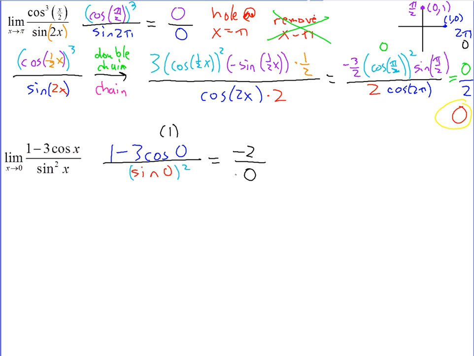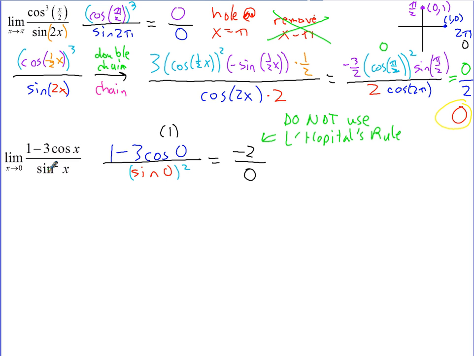So notice we didn't get 0 over 0. So the first thing, if you don't get 0 over 0, do not use L'Hopital's rule. If you do, it's going to give you the wrong answer because it's not 0 over 0. So that's why it's important to substitute in first to see if you even can use L'Hopital's rule.